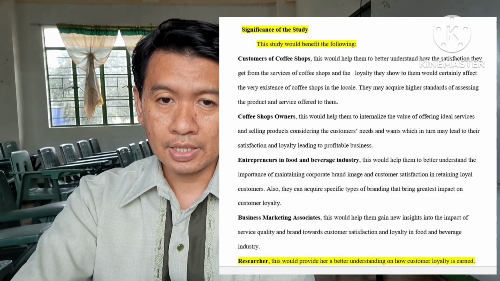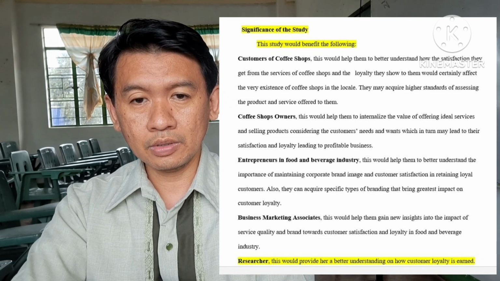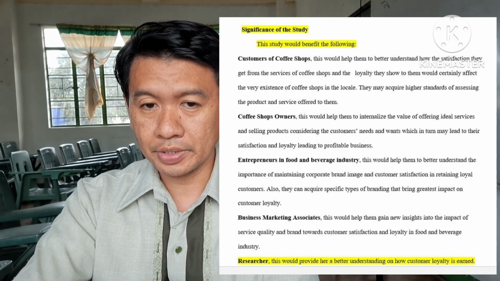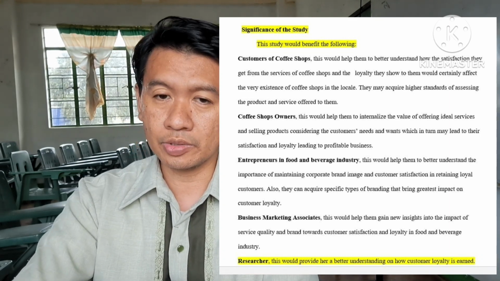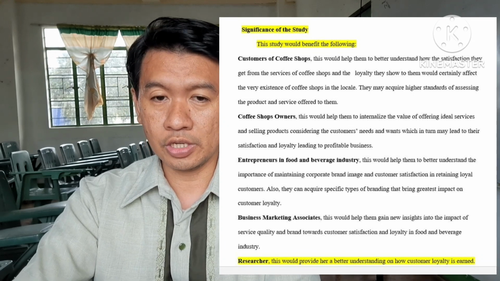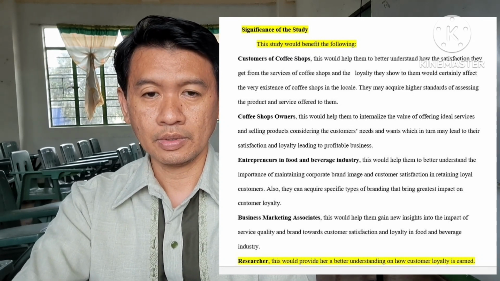Significance of the study: this study would benefit the following: customers of coffee shops, owner, entrepreneurs in food and beverages, business marketing associate, researcher, future researchers.